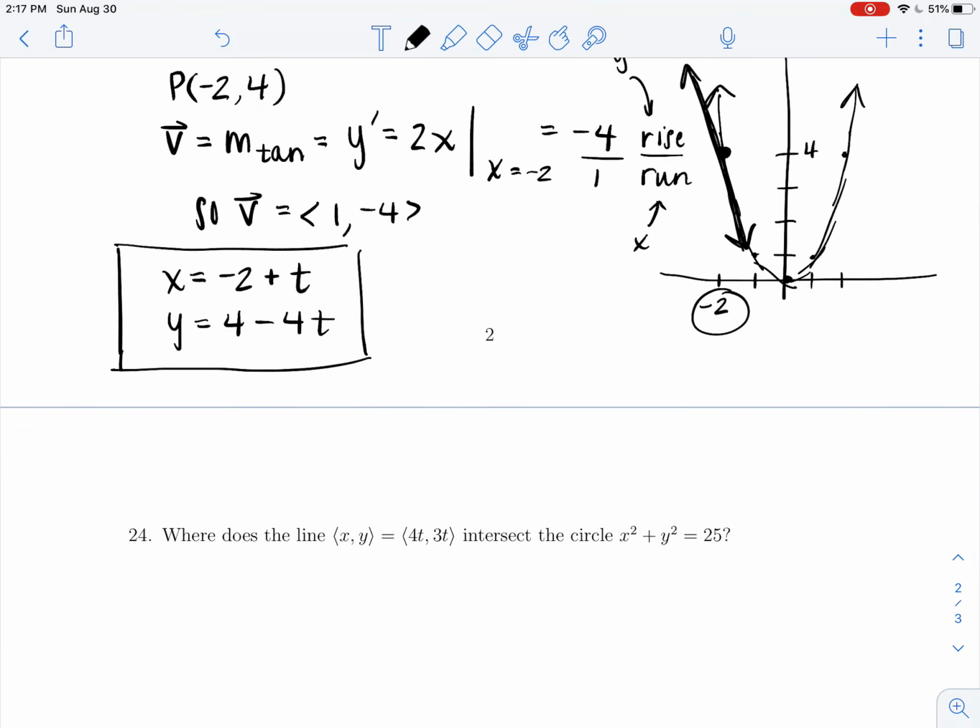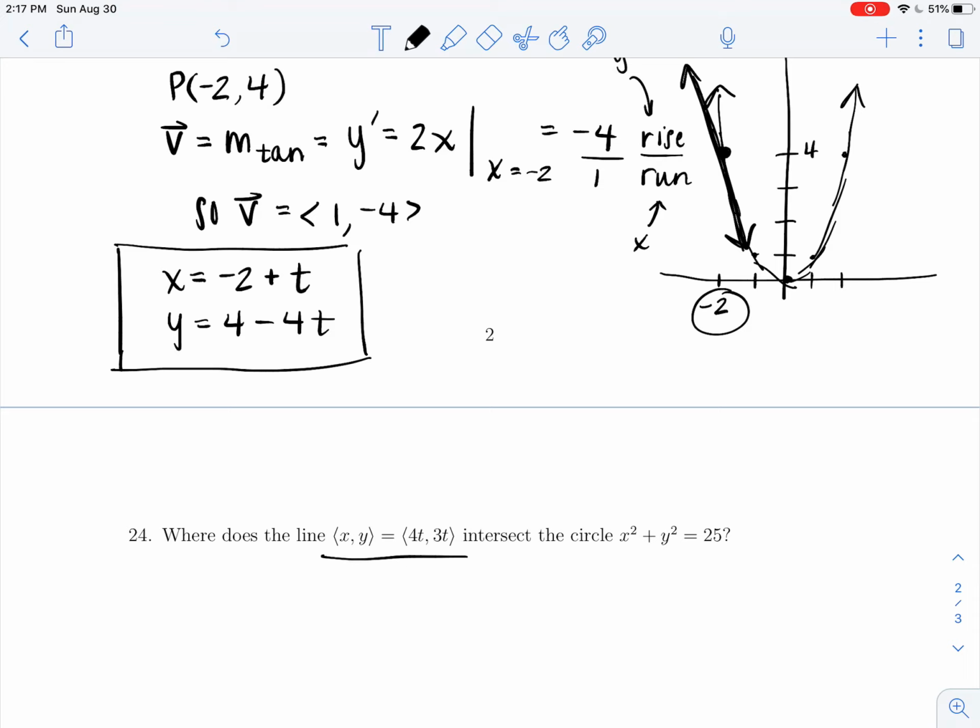All right, so for 24, where does the line (x, y) = (4t, 3t) intersect the circle x squared plus y squared equals 25? So in order to identify how to move forward with this problem, we need to really understand what it means for a line to intersect a circle. What is happening at those points of intersection? So let's call one of those points of intersection just (x, y). What that means is (x, y) satisfies the equation of the line, and it also satisfies the equation of the circle, right? That's what it means to intersect.